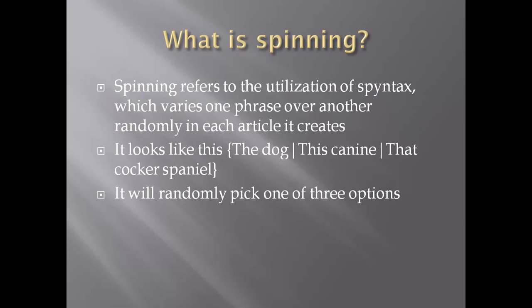First of all, what is spinning? This is just something we refer to in articles using spin tags, which varies one phrase over another randomly in each article it creates, resulting in thousands or sometimes even millions of potentially unique articles. So it looks kind of like the image shown there, where it's varying between the phrase the dog, this canine, or that cocker spaniel. It's going to randomly pick one of those three options, and that's essentially what you end up with: unique versions for each of the three options that your spinner picks.